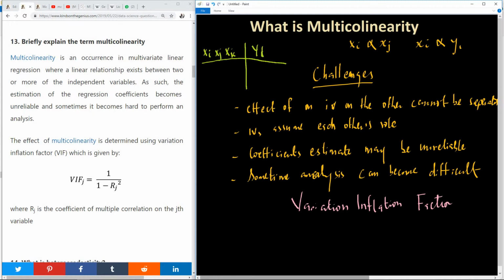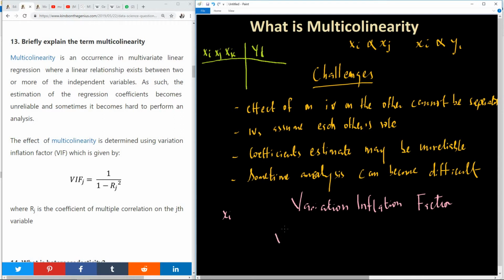This is a term used to test for multicollinearity in a multivariate regression. It shows how many times greater the variance of the estimated coefficient of the jth variable is than the variance could be without collinearity. More like it's trying to tell you the variation that is caused by collinearity of xi.